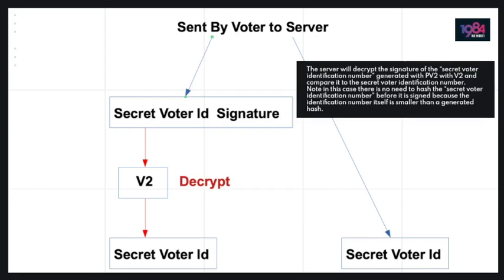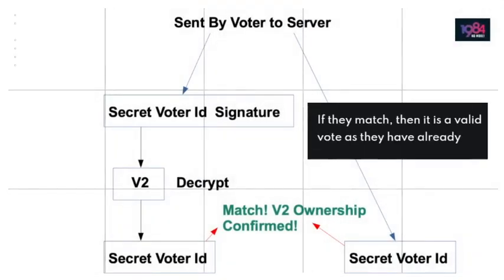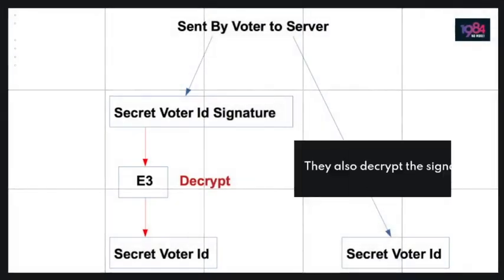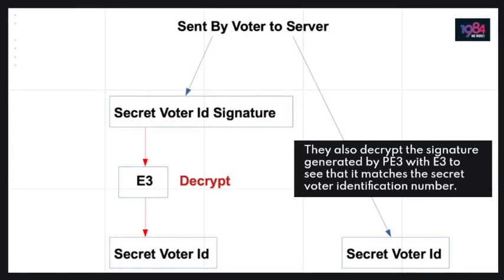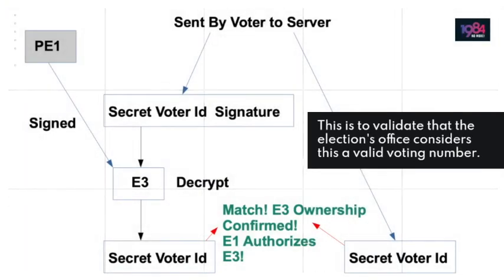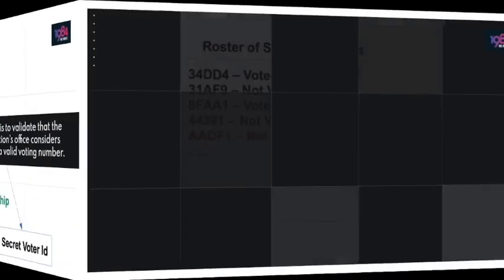Note, in this case there is no need to hash the secret voter identification number before it is signed because the identification number itself is smaller than a generated hash. If they match, then it is a valid vote as they have already validated V2 in the prior vote tabulation step. They also decrypt the signature generated by PE3 with E3 to see that it matches the secret voter identification number.